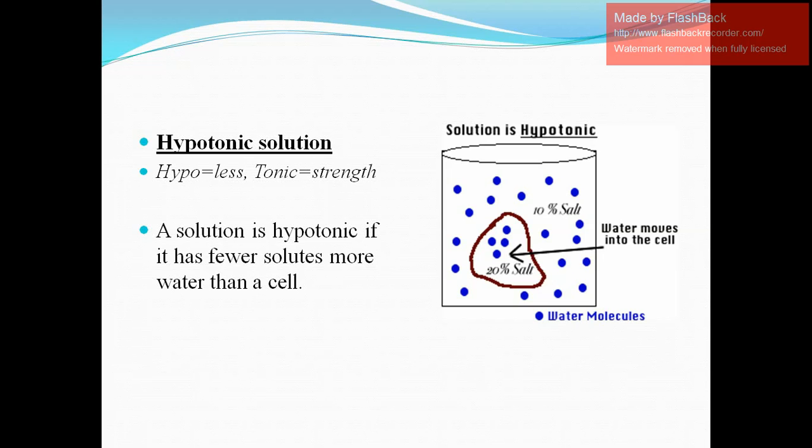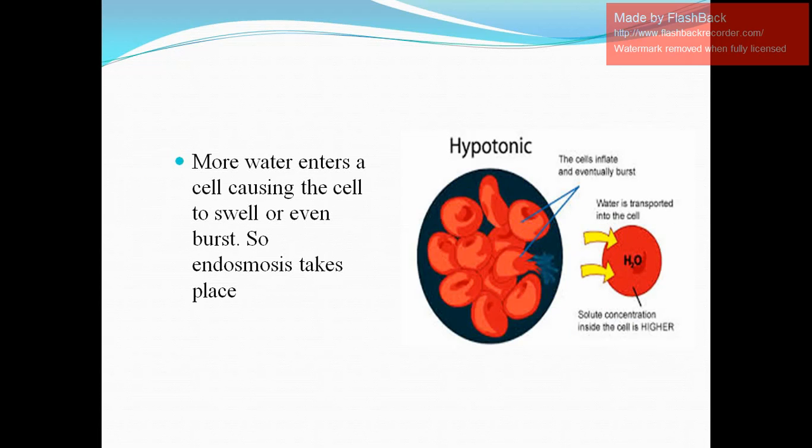Here we are relating it to the cell present in the solution. The cell in the solution has more solute and less water relative to the solution. So this type of solution we call a hypotonic solution, which has fewer solutes and more water than a cell present inside the solution. In such a case, more water enters the cell. When water outside is more and inside the cell it is less, then what happens? Water naturally moves from its higher concentration to its lower concentration. So osmosis takes place, right?